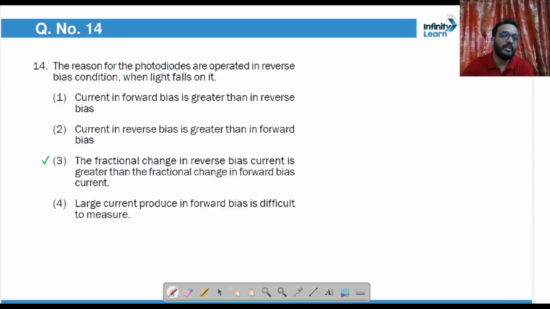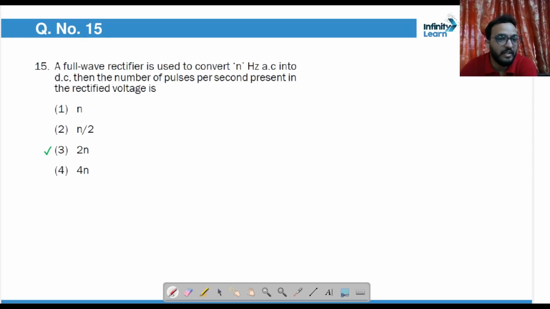Okay, question number 14. This is a very known fact. The reason photodiodes are operated in reverse bias condition when light falls on them is because the fractional change in the reverse bias current is greater in that situation. Okay, so the third option is correct.